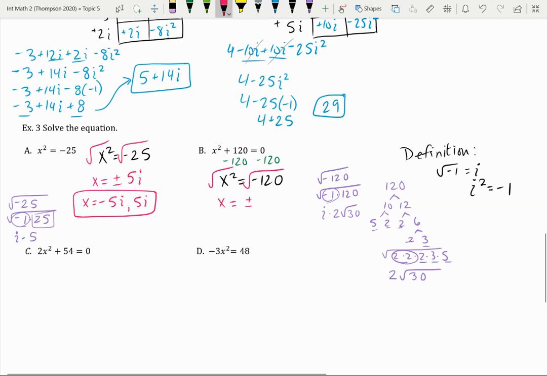When I write that as my solution, I'm going to write the 2 first, then the i, then the radical. So I get x is equal to negative 2i square root of 30, comma, 2i square root of 30. Now you can write this plus or minus, or you could write it out 2 times, one with a negative, one with a positive. It just depends on the program you're using and if plus or minus is an option. I like to write it out so I can very distinctly see that there are 2 solutions.